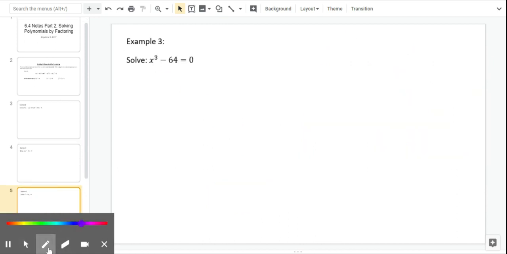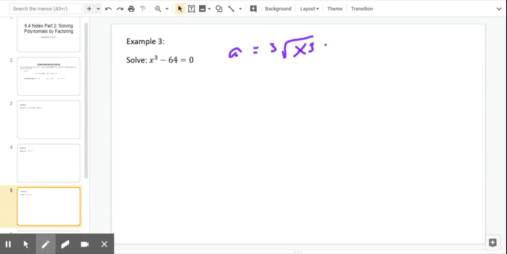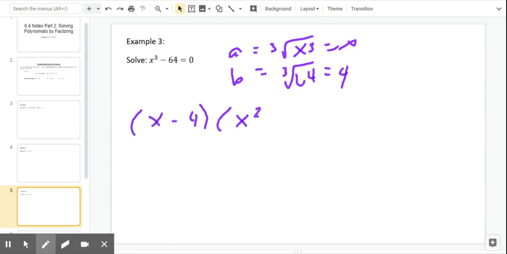For this one, we have a difference of 2 cubes. Again, I'm going to do this 2 ways. Let's first factor it. Difference of 2 cubes, a is the cube root of x cubed, which is x. B is the cube root of 64, which is 4. If we factor that, we get x minus 4 times x squared plus 4x plus 4 squared, which is 16, equals 0.